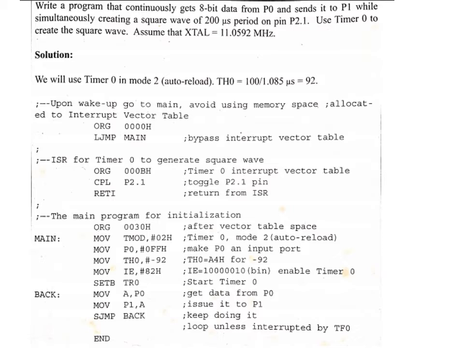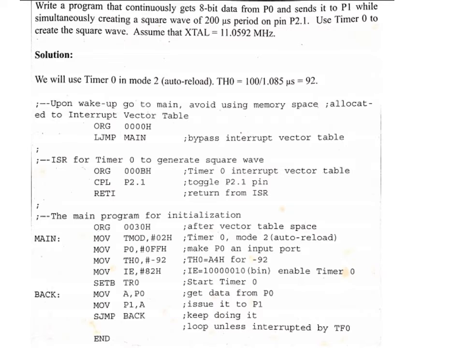Okay. So here we are asked to generate a square wave with a total time period of 200 microseconds. That means for 100 microsecond duration a logic high signal has to be sent, and for another duration of 100 microseconds a logic 0 signal has to be sent. Okay, for this we need to do the calculation first.